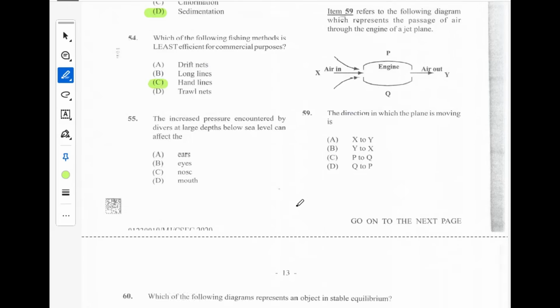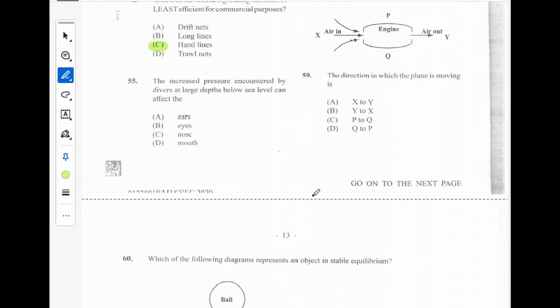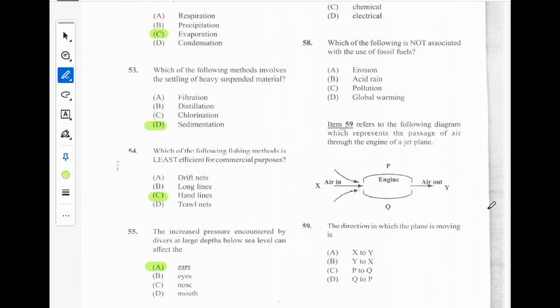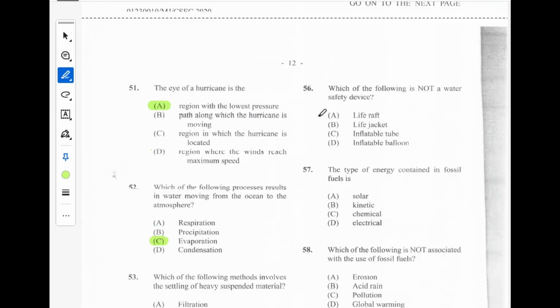54 is C. Moving on to 55, the increased pressure encountered by divers at large depths below sea level can affect the ears, eyes, nose, mouth. Yes, the ears will be the most affected. 55 is A. Back up to 56. Which of the following is not, that not in capital letters, a water safety device? The inflatable balloon.